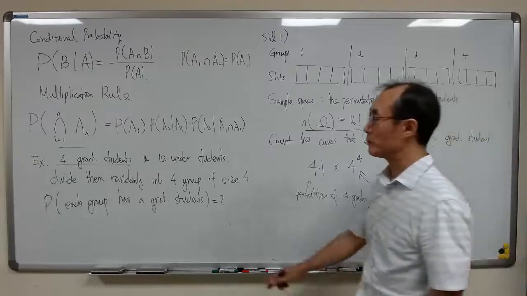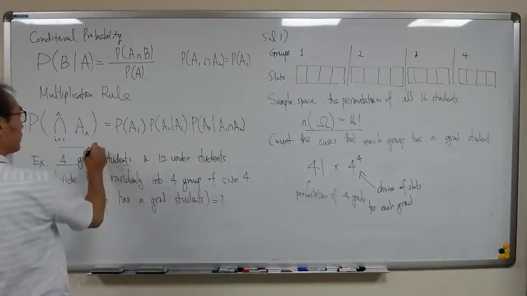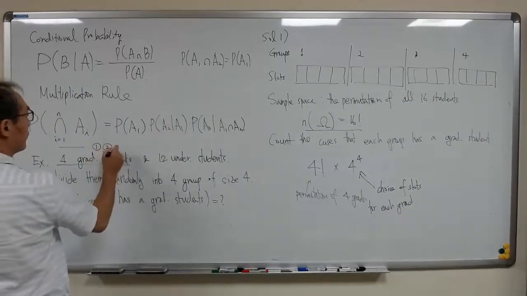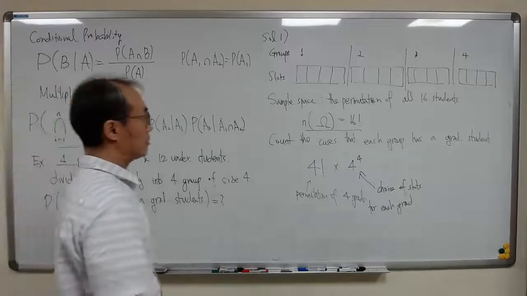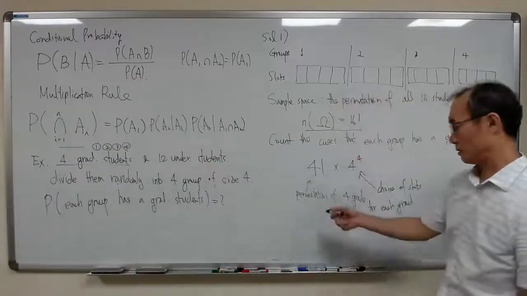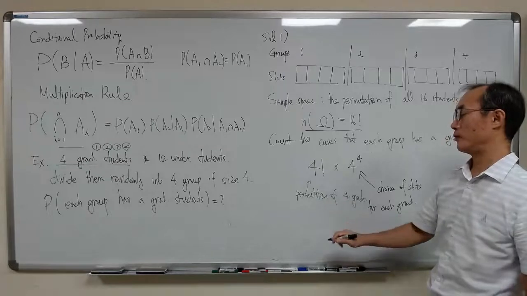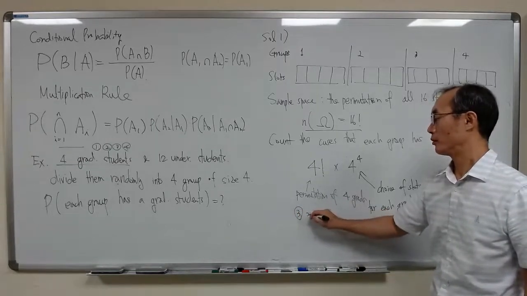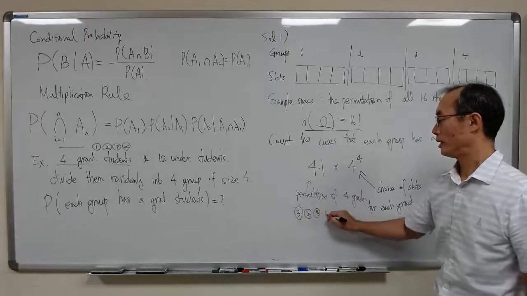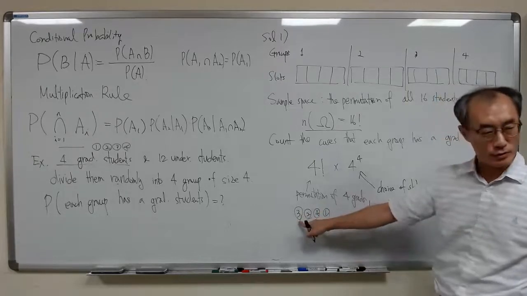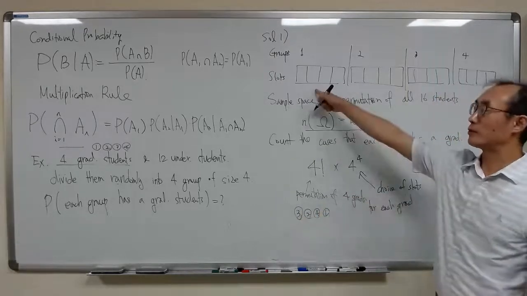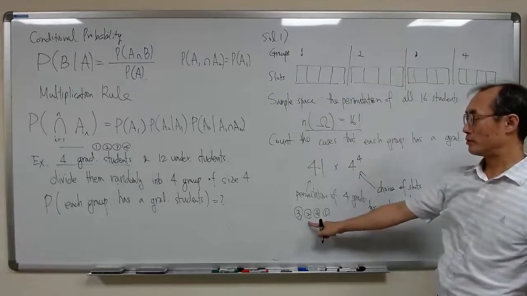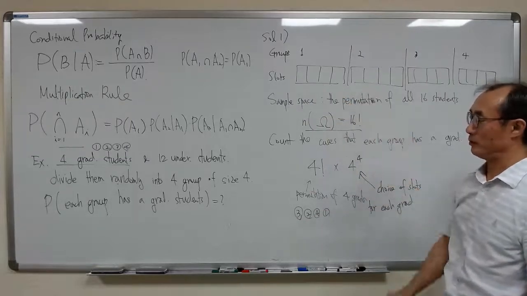Okay, so suppose the graduate students have been labeled 1, 2, 3, 4. Then we take a permutation of these 4. For example, the permutation looks like 3, 2, 4, and 1. Then graduate student 3 should go to the first group, and the second graduate student should go to the second group.